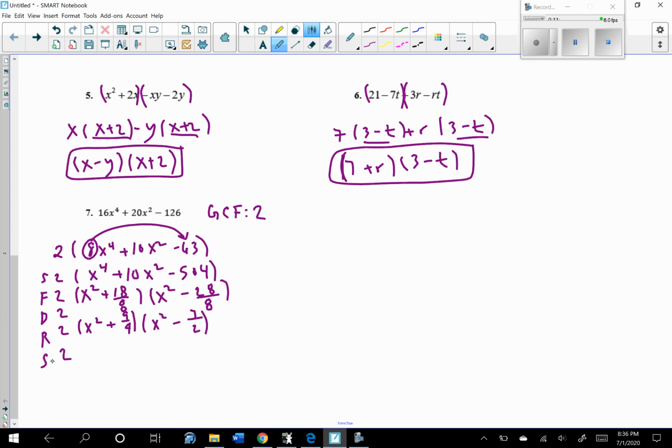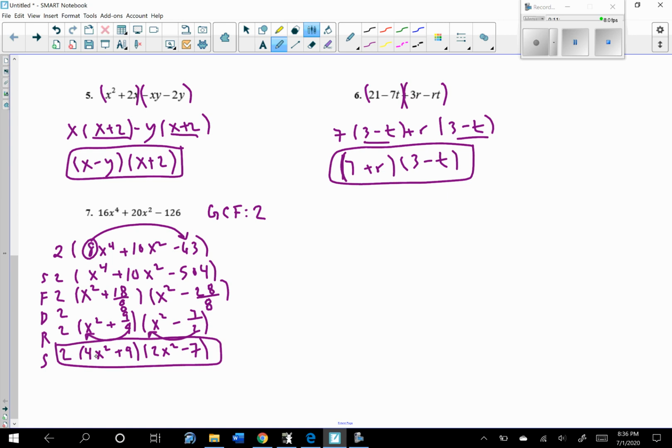This S stands for swing. So if you have numbers like this, if I were to FOIL this out, this does not equal this original equation that we have. So we want to swing these values in front. So this becomes 4x squared plus 9, and this becomes 2x squared minus 7. So this right here is my factored form, and of course I always want to make sure if I can factor it further, I look.